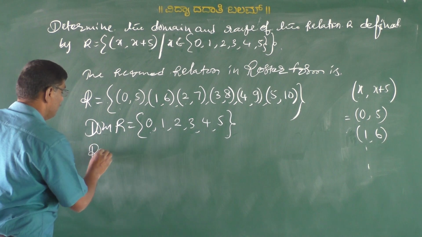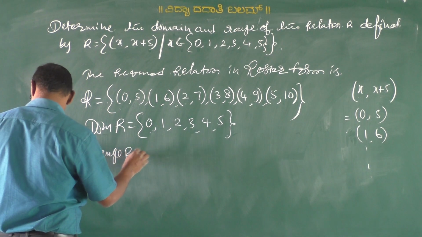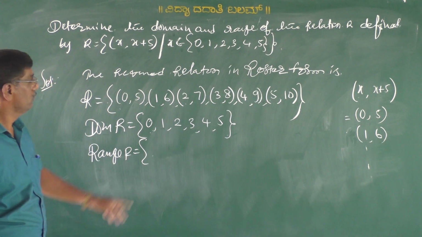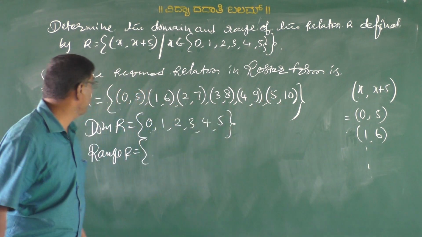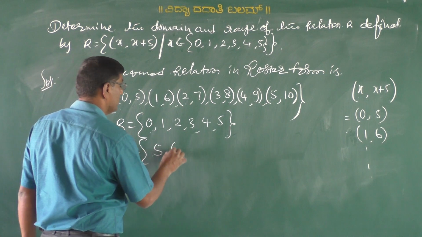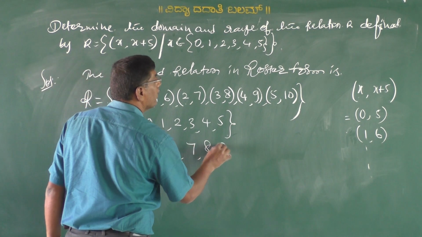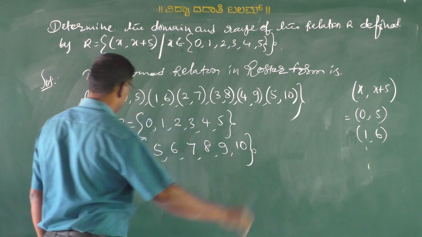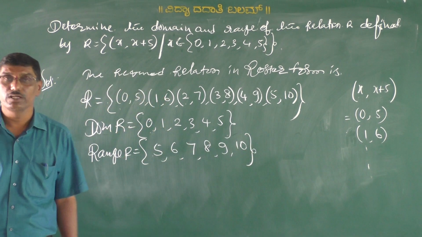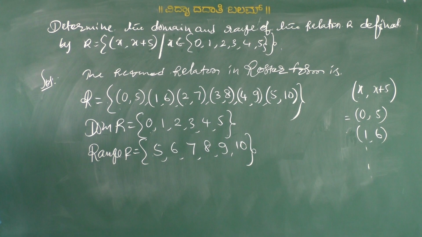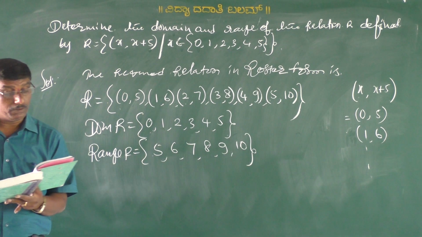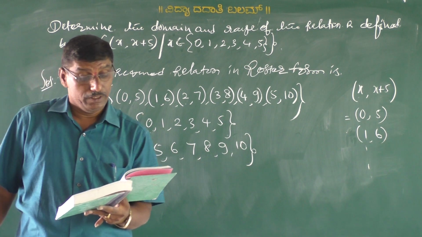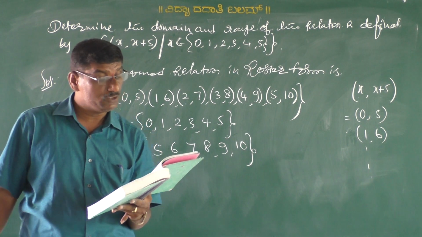Next, range R is equal to the set of all second elements of the ordered pairs, that is 5, 6, 7, 8, 9, 10. That is about the domain and range. I think you have all understood, yes, this problem. Similarly, we can do other problems. Okay. Next, another method important for the point of examinations.